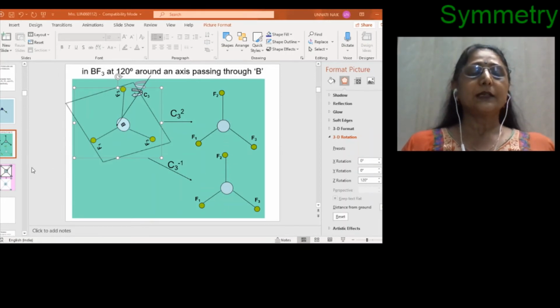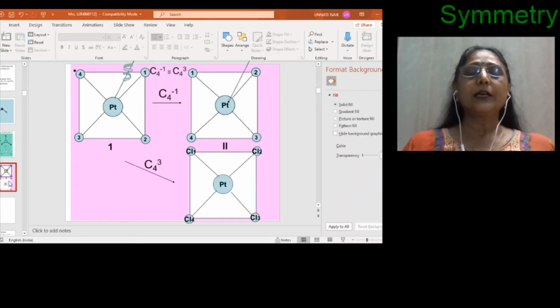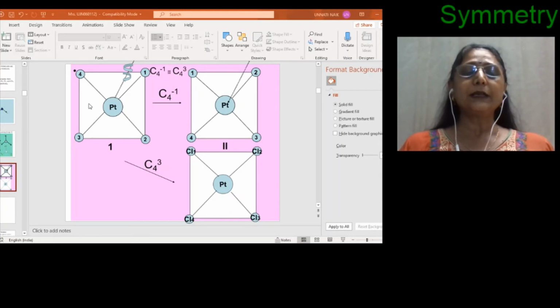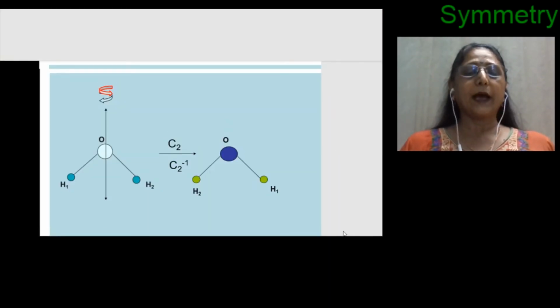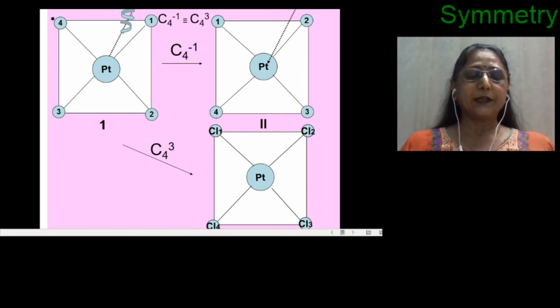Again we will consider another molecule because we want to show that for every molecule it will be a similar representation. So now I am considering another molecule, PtCl4. In this molecule we have platinum at the center. The chlorides I have represented with 1, 2, 3 and 4. So these are 4 chloride atoms around the platinum.